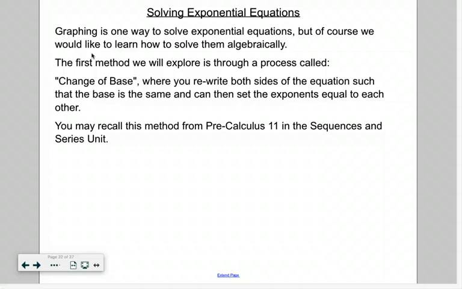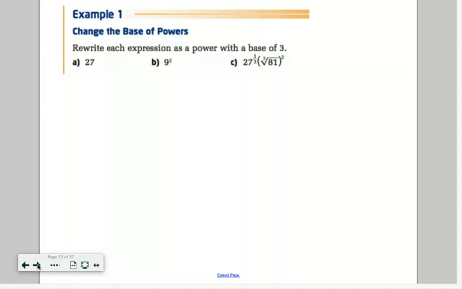So one of these methods we're going to look at is, obviously you can do it graphically and estimate it from the graph. Another way that we're going to look at is the change of base method, right? And you might remember this, seeing it in Pre-Cal 11 when we did sequences and series with geometrics, okay? So the point of this is to really make sure you're brushed up on your exponent skills, okay?